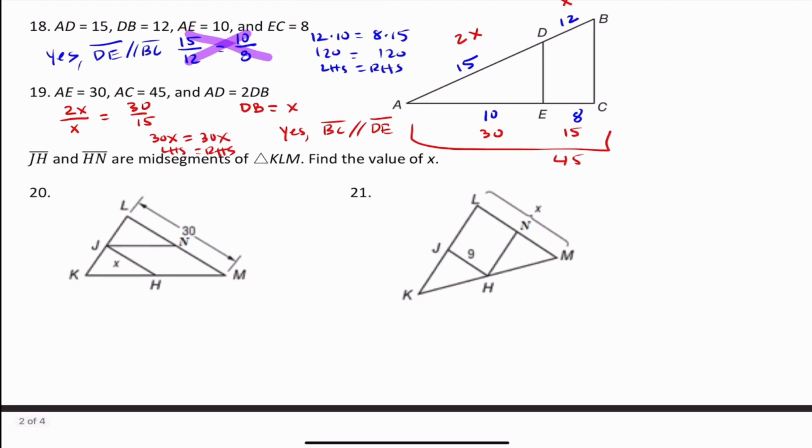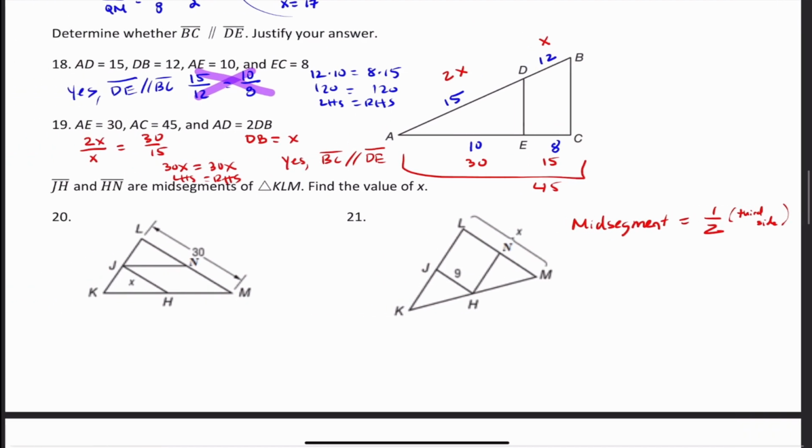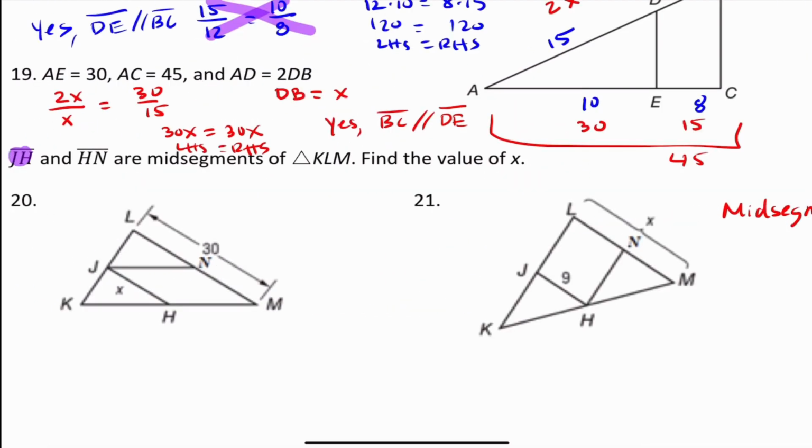Segment JH and segment HN are mid-segments of triangle KLM. Find the value of x. So recall that the mid-segment is equal to 1/2 the third side, or the side parallel to the mid-segment. So segment JH is parallel to segment LM. Now, if LM is 30 and the mid-segment is half of 30, well, x should be 15.